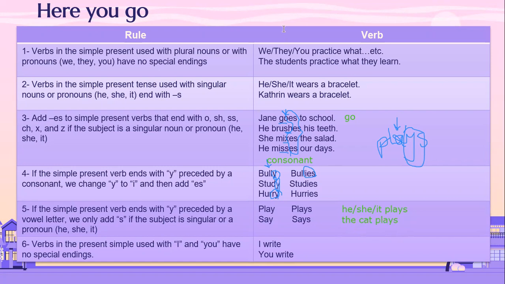Now the last rule is number 6: verbs in the present simple used with I and you have no special endings, like I write, you write, no special endings. So write, not writes, or not IES, no special endings, and it stays the same. These are the 6 rules for the present simple tense. Now I'll be removing the annotations and moving to the second slide.